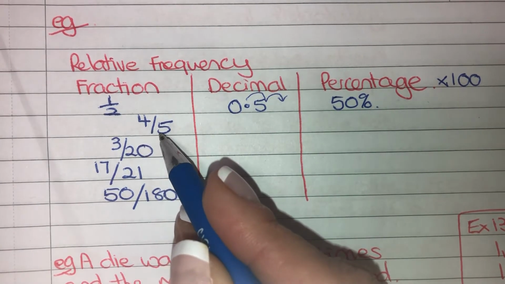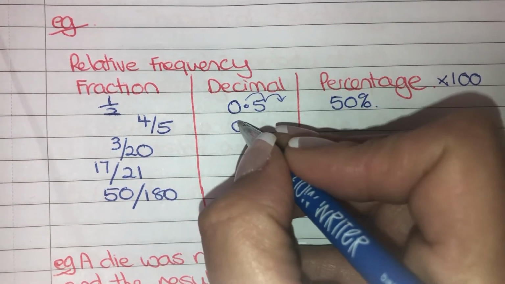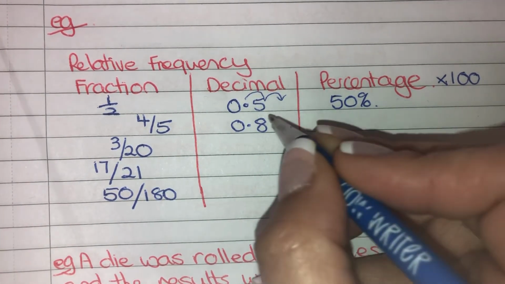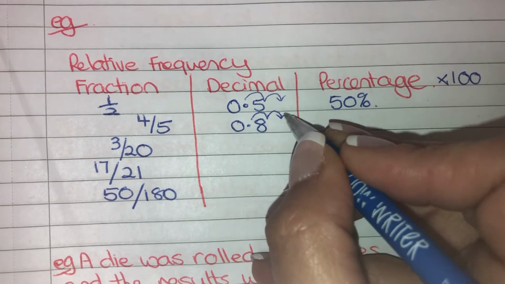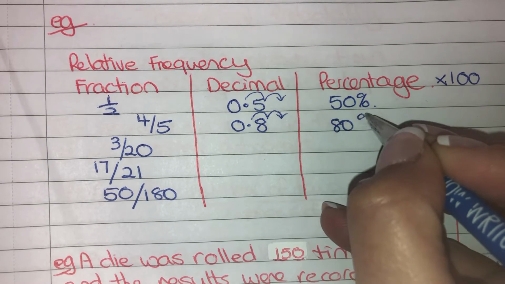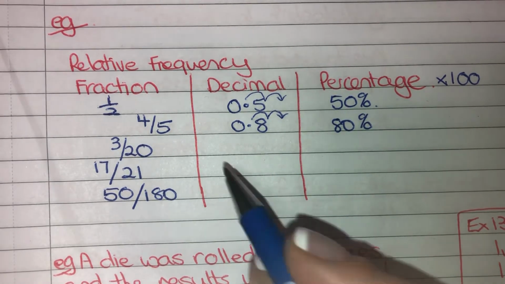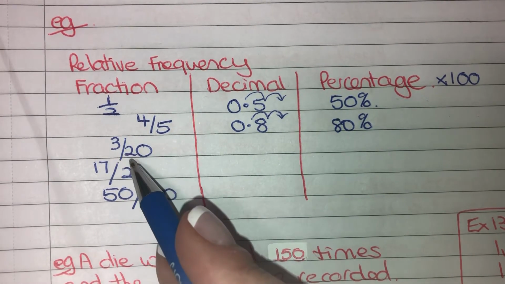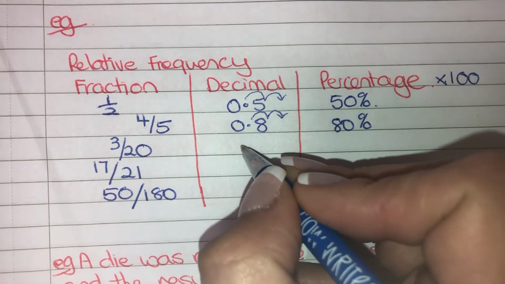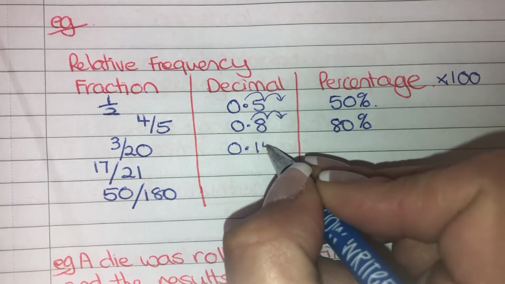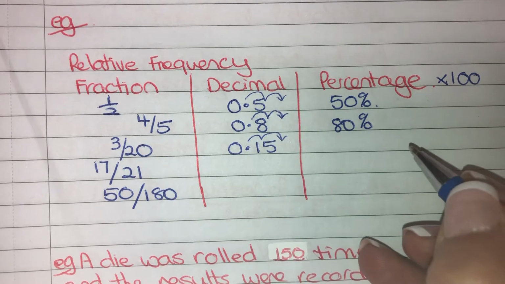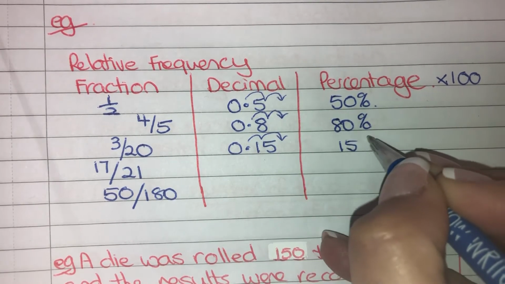Okay, 4 divided by 5. If you put that in your calculator, you'll get 0.8. And if you multiply that by 100 or move the decimal places 2 spots, you'll get 80%. All right, the next one, 3 over 20. If you put that into your calculator, you will get 0.15. And if you move the decimal spot 2 spots, you will get 15%.